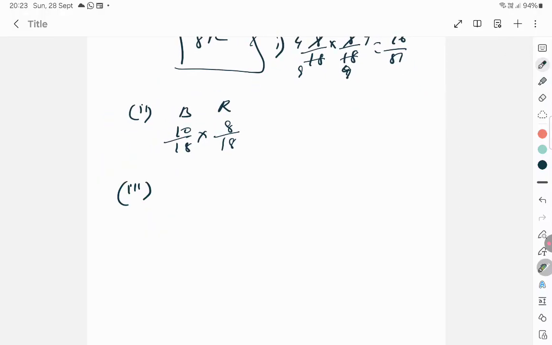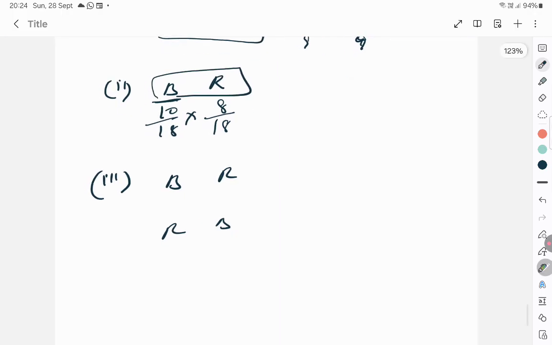One of them is black and the other is red means it can be black, red and red, black. The difference between the second and the third subdivision: they said first ball is black, so you can't change it. There's no juggling in that, but in this, there's juggling. Black is 10 by 18 and red is 8 by 18, and in the other it's 8 by 18 into 10 by 18, because we have done it with replacement, so no reduction in balls. And these two are separate events, we have to add them.